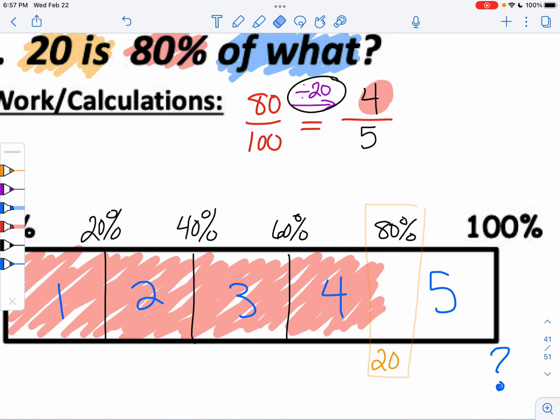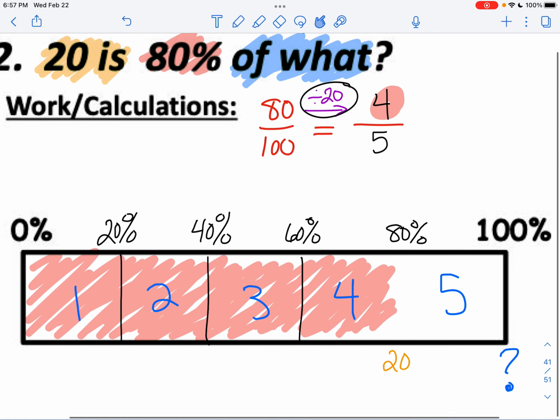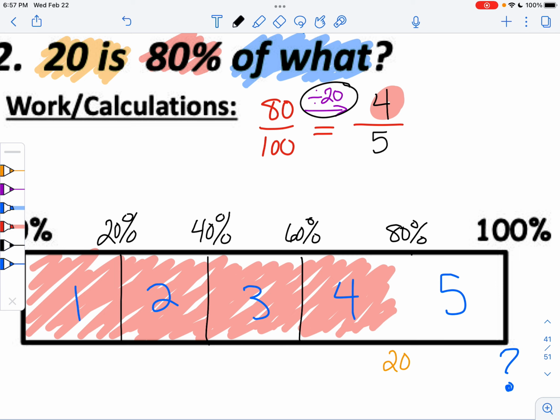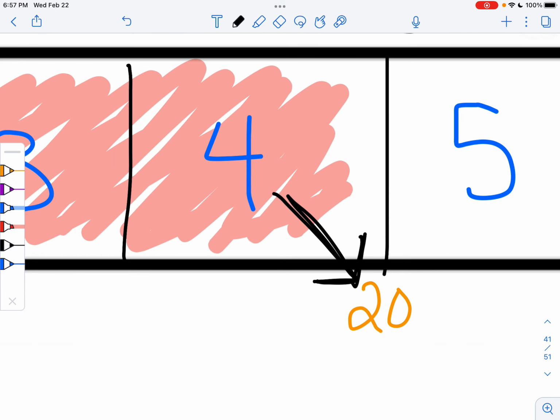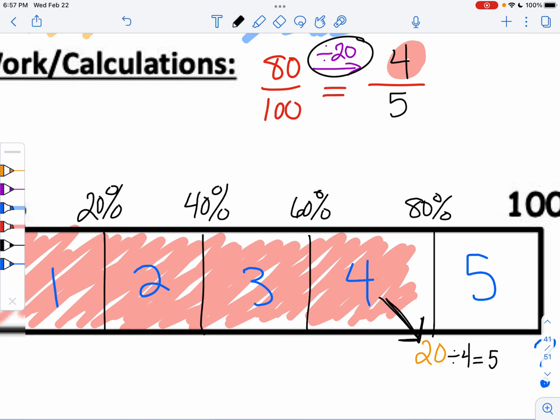Now I need to figure out what to count by on the bottom of my bar. So instead of dividing by 5, I'm going to divide by the number of parts it took to make 20. There goes 20, right? So it took 4 parts to make 20. 20 is at the end of the 4th part. So that means we divide 20 by 4, which is 5. We're going to count by 5 on the bottom.